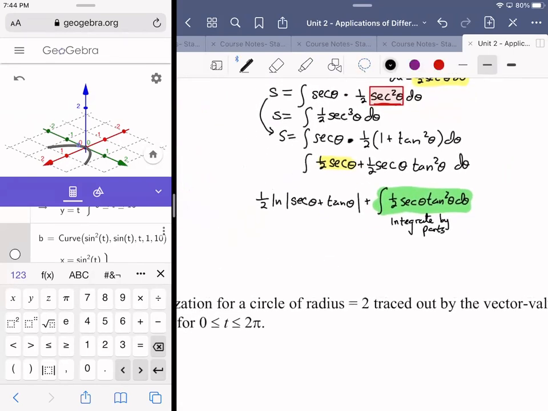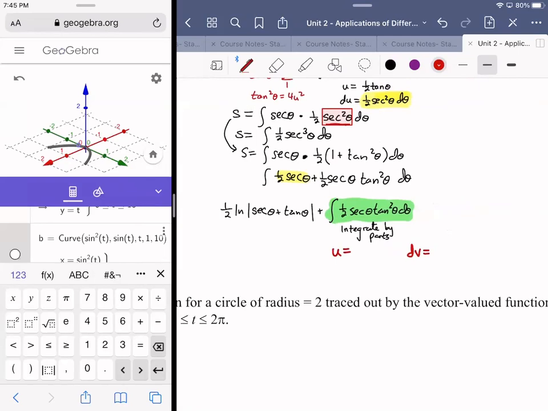Right, so you can look at this and say it's uv minus the integral of v du. So you define a u, define a dv, and you look at the u and the dv as expressions that should be easy to differentiate or anti-differentiate, depending on need, of course. But this I would look at as 1/2 secant theta tangent theta times tangent theta.